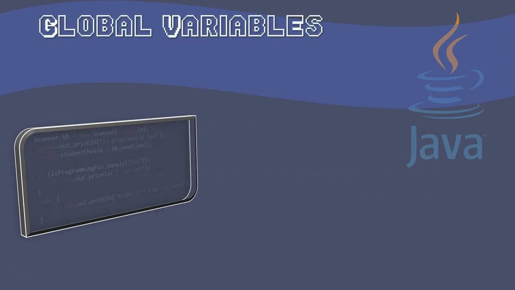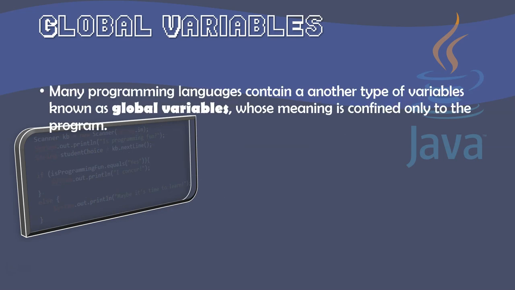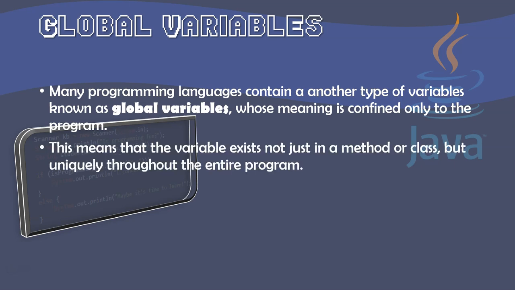Now, there's something else we have to discuss, which is that of a global variable. Many programming languages contain another type of variable known as global variables, whose meaning is not confined to a method or class, but exists uniquely throughout the entire program. While we haven't seen this, it does happen, but not in Java. Java does not use global variables, so this is something you don't have to worry about. However, if you go and work in another language, you might encounter it.